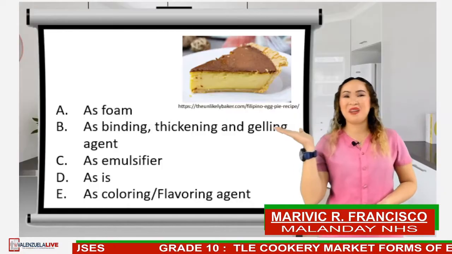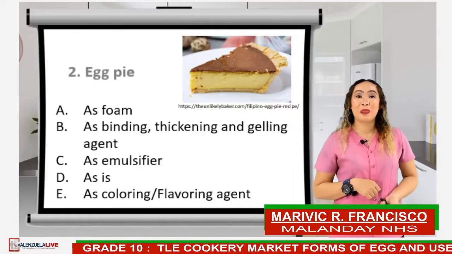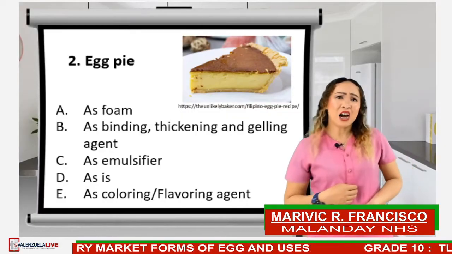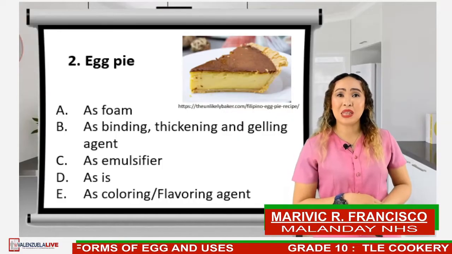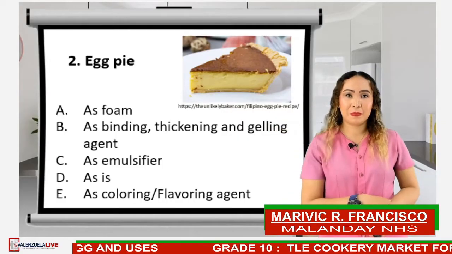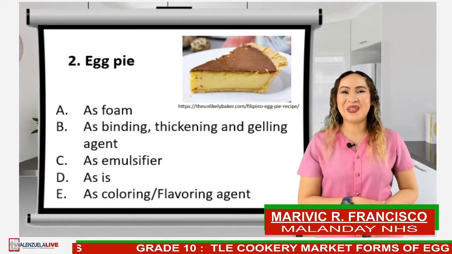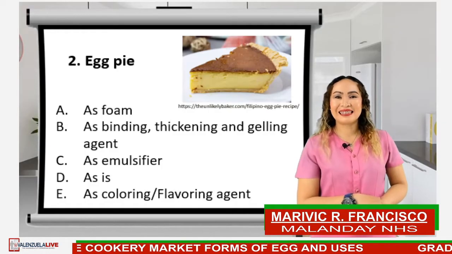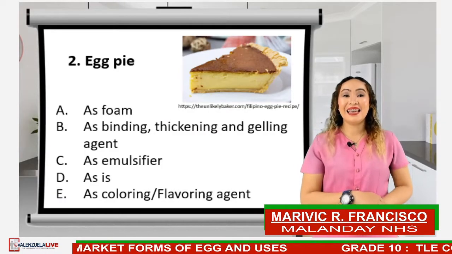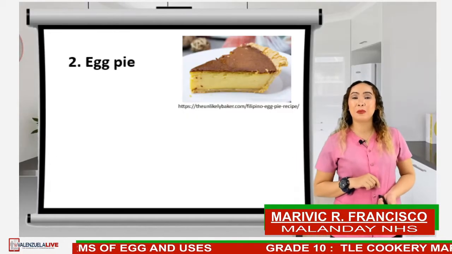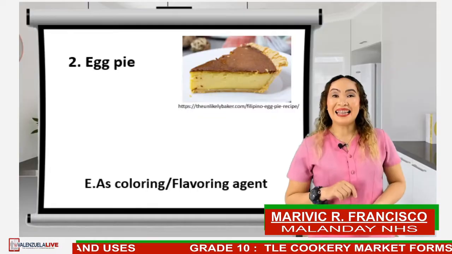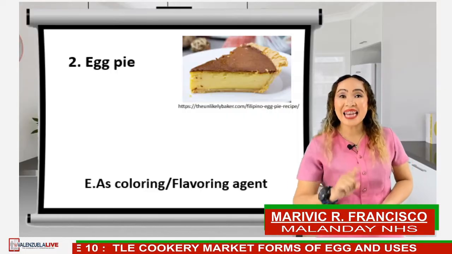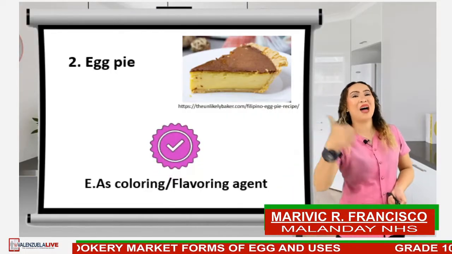Next recipe. One of our favorites, egg pie. You are correct, that's an egg pie. Now, how is egg being used in making egg pie? Write your answer. If your answer is letter E, as coloring and flavoring agent, then you are correct. Well done, learners.